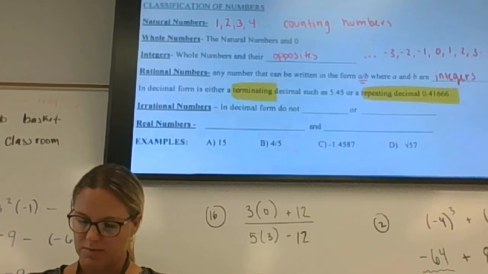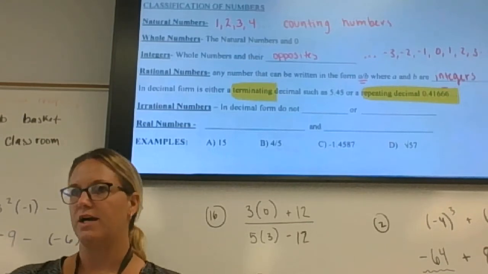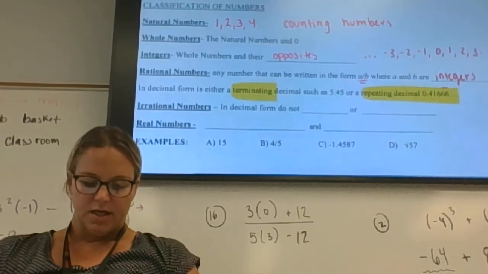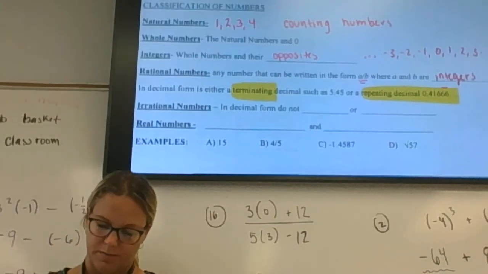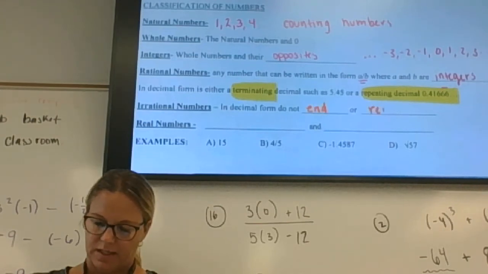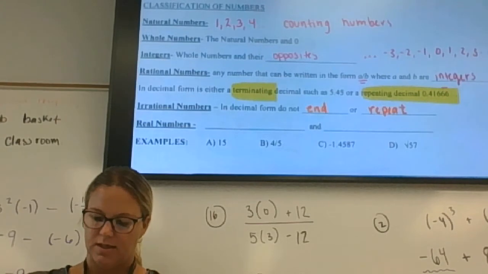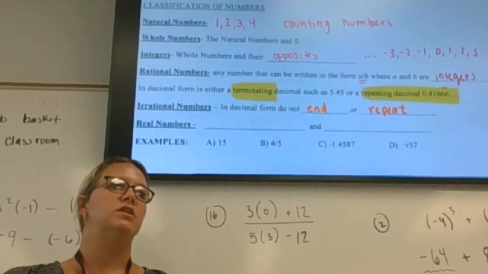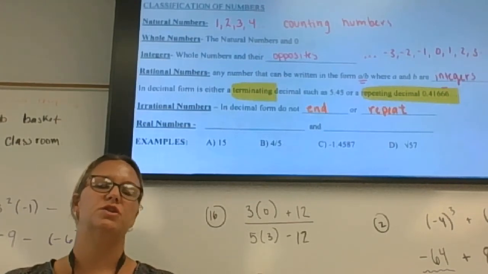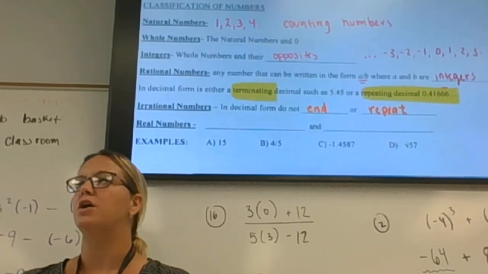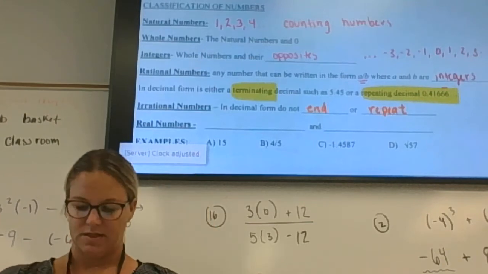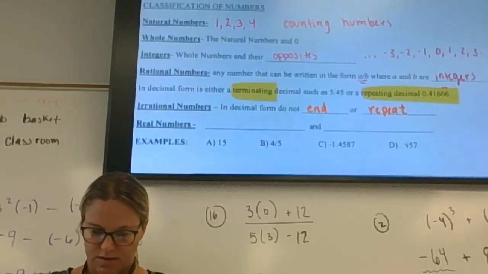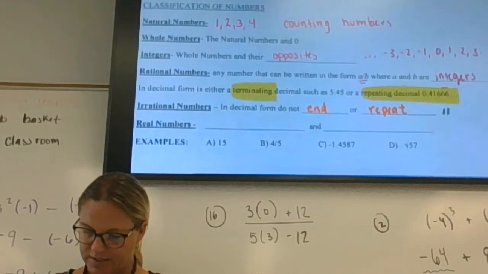Irrational numbers in decimal form do not terminate or repeat. They never end and they never repeat. They go on forever with no pattern, so we call them irrational. You're just acting irrational right now, going on like that forever without any pattern. Let's hear it. This is where pi falls into play.